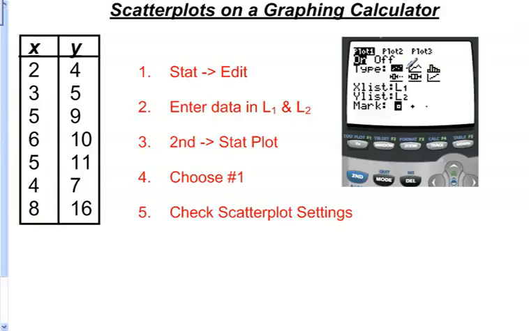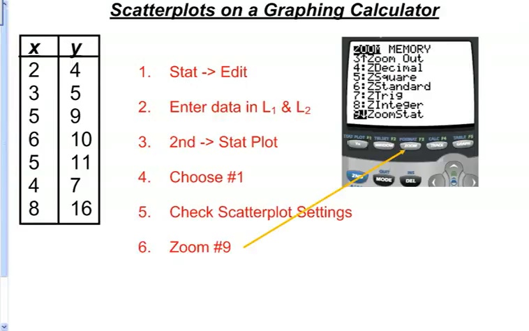Notice here that we can also make some line graphs or time plots. We can do histograms, box and whisker plots. And we do want to make sure this says L1 and L2 for X list and Y list. And I have the square selected. That just means when it plots points, they will look like squares. You can do pluses or dots if you'd like. But this is my settings screen. Once we have that, we're really close and ready to graph our data.